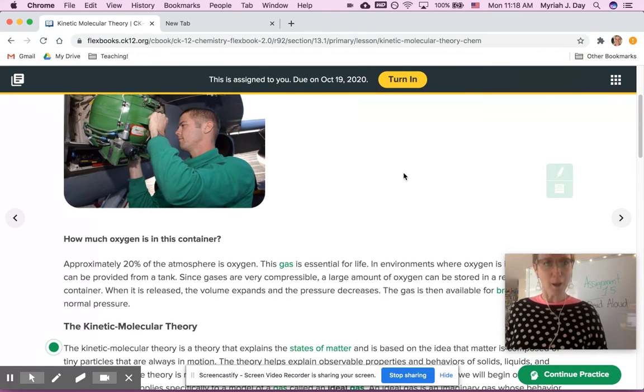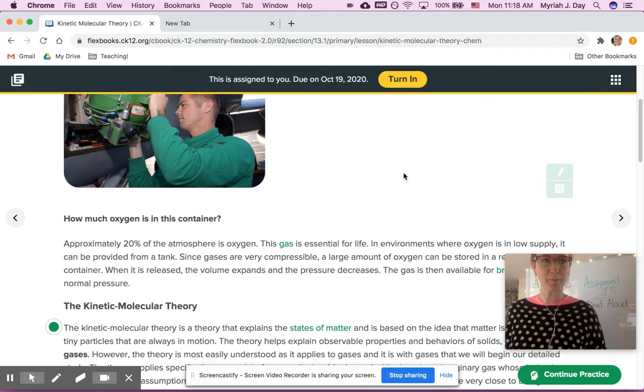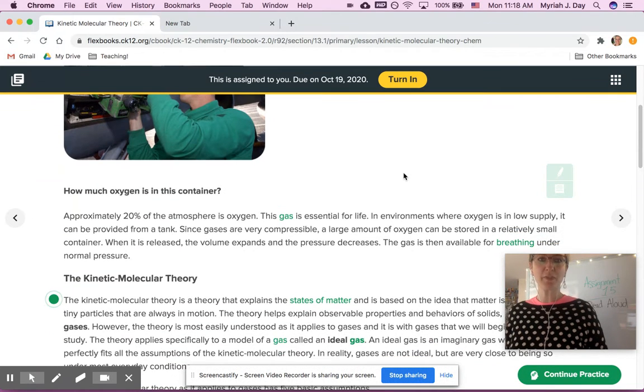How much oxygen is in this container? Approximately 20% of the atmosphere is oxygen. This gas is essential for life. In environments where oxygen is in low supply, it can be provided from a tank. Since gases are very compressible, a large amount of oxygen can be stored in a relatively small container. When it is released, the volume expands and the pressure decreases. The gas is then available for breathing under normal pressure.